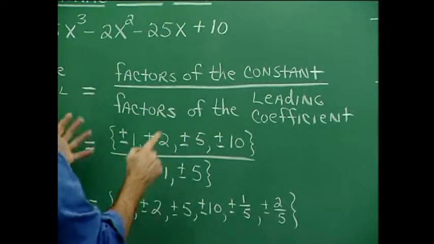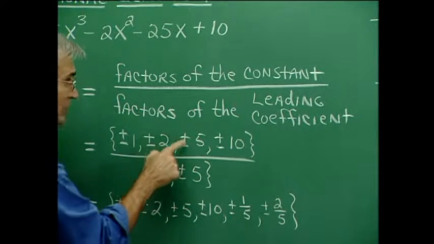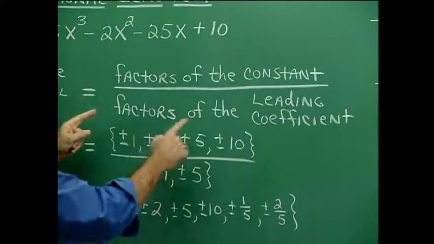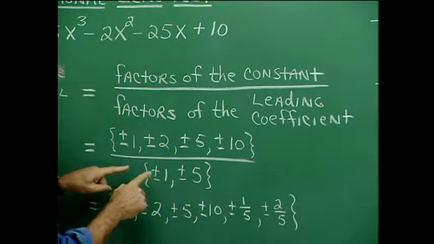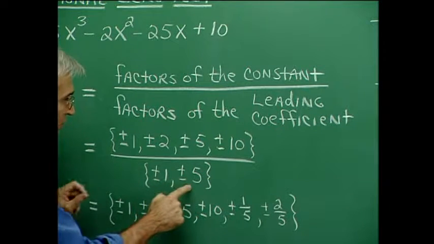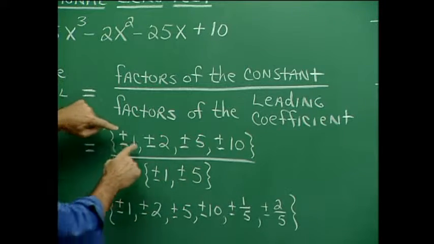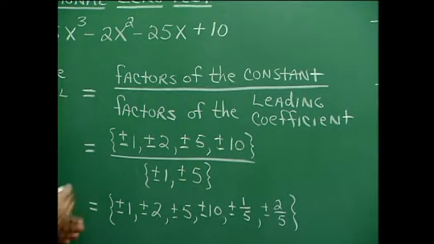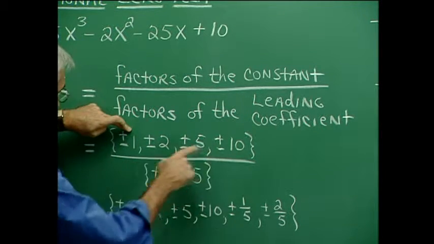So we have, let's see, factors of the constant. The constant is 10, so all the factors of the constant would be plus or minus 1, plus or minus 2, plus or minus 5, plus or minus 10. And now in the denominator, we have factors of the leading coefficient. The leading coefficient was 5, so all of the possible factors, plus or minus 1, plus or minus 5. Now, we have a little list to go through here. We have all of these over 1, and then all of these over 5. That's the complete list.